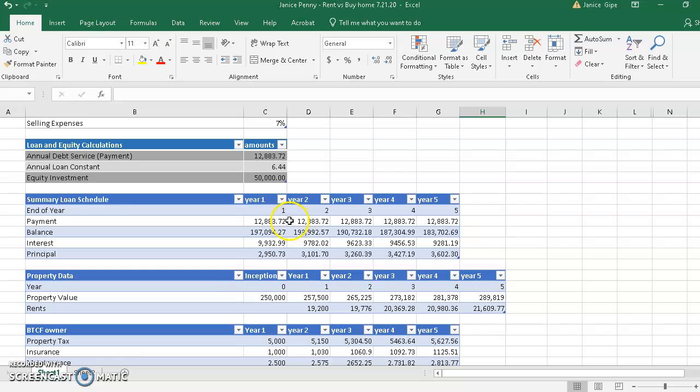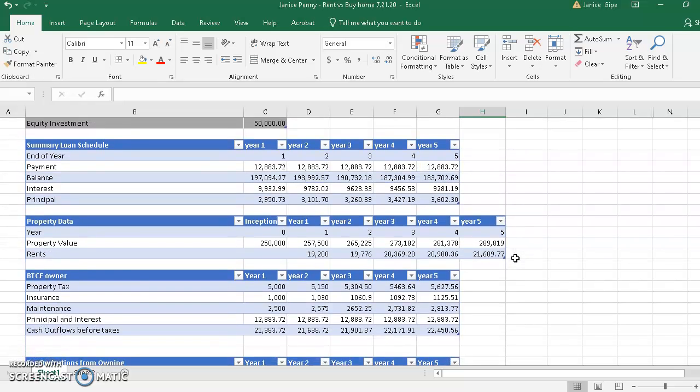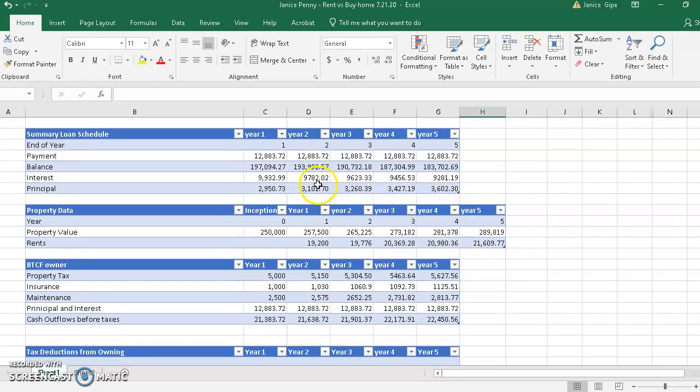So you take the $200,000 minus the $2,950.73, and that gives you a balance of $197,094.27, and the same each year. The amount of interest, as you can see, continues to go down per year.